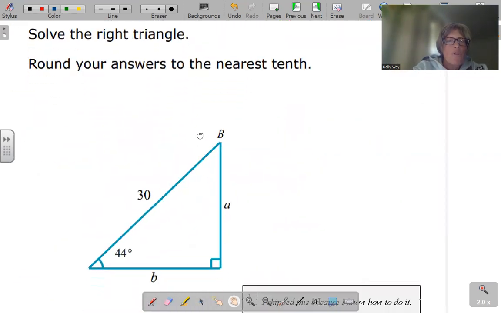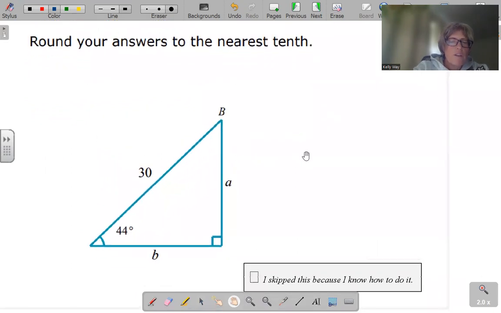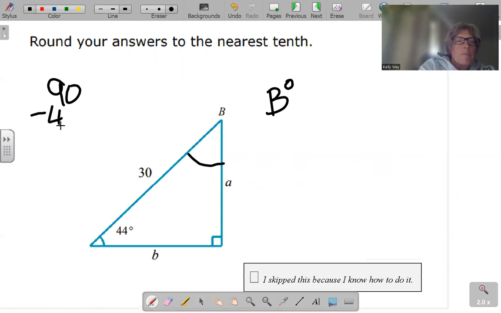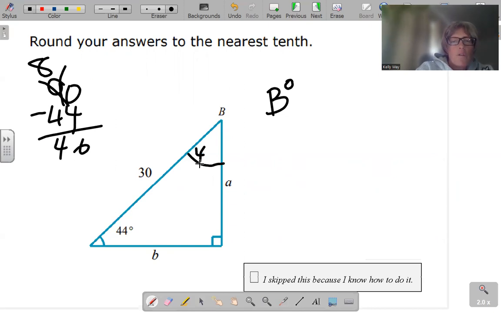Here it says solve for the right triangle, round your answer to the nearest tenth. So we're going to solve for every unknown. And the simplest and first unknown is angle B. So notice on ALEKS, it'll have that degree symbol there. When you solve for the other angle, you simply take it away from 90. So angle B in this case would be 46 degrees.